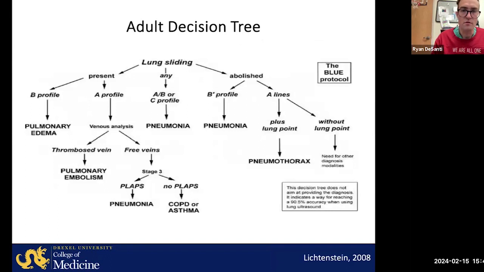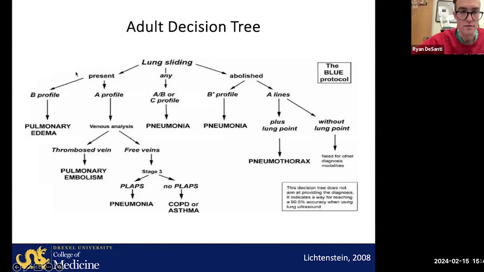There are multiple adult studies which have used decision trees to help differentiate the cause of respiratory distress and respiratory failure. In adult studies, these typically demonstrate very high sensitivity and specificity in differentiating the most common causes of respiratory distress and failure in adults. And so this particular one, which is one of the first, called the Blue Protocol, looks at presence or absence of lung sliding.